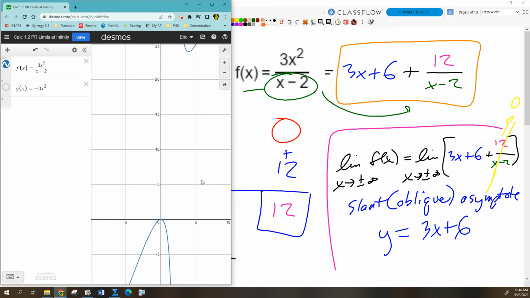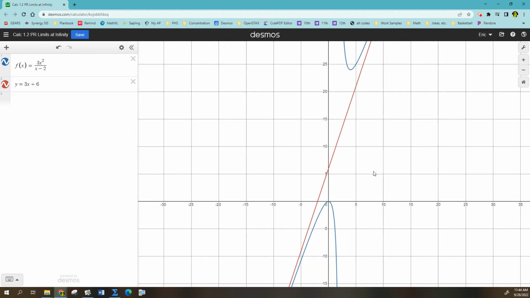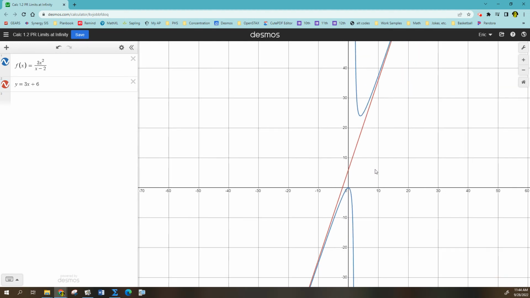Kind of weird, right? Let's look at the equation of our asymptote. Y equals 3x plus 6. Okay, and if I zoom out, see what it does? Okay. It does stick to that. As x gets big or small, you can see the function sticks to that line, and it guides the behavior of the function. That's pretty cool.